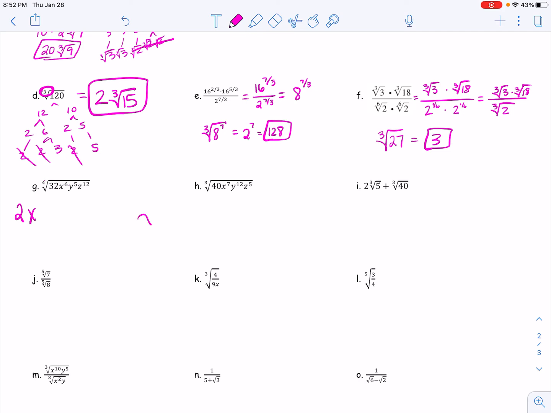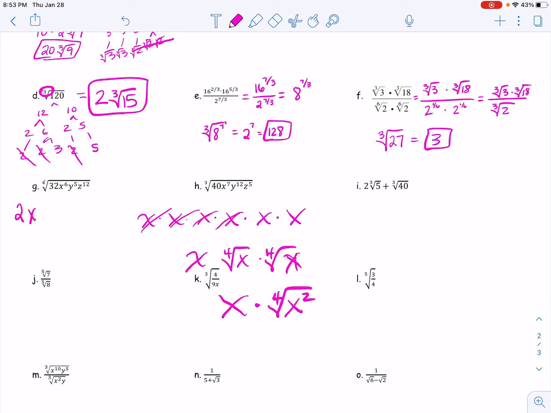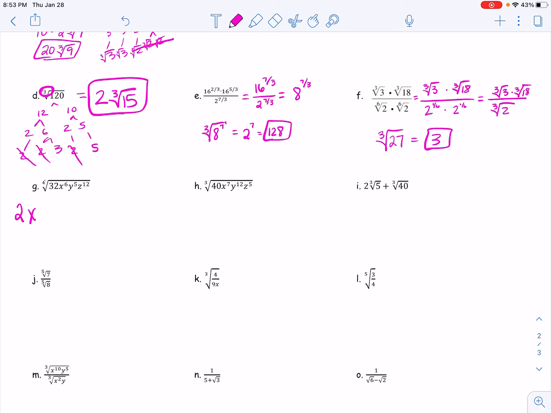Think about making your 4 of a kind here. If I have x times x times x times x times x times x, that's x to the 6th power. If I take the 4th root of that, I'm looking for 4 of a kind. 1, 2, 3, 4, that's x. What's left over? The 4th root of x times the 4th root of x. Well, what is that? That's x times the 4th root of x squared. That's what I want here. Okay, think of it that way. That's probably the easiest way. So one of them came out. 2 of them stay inside.